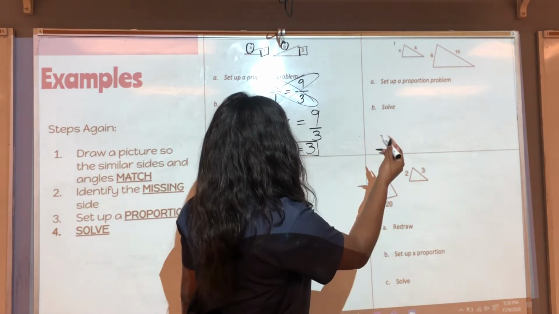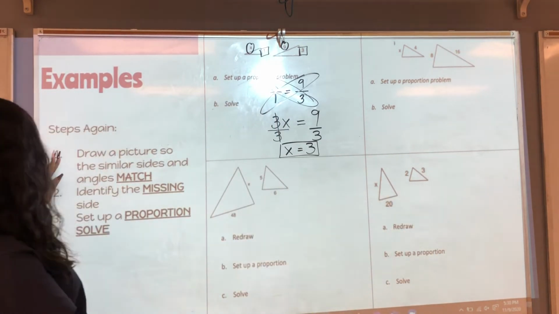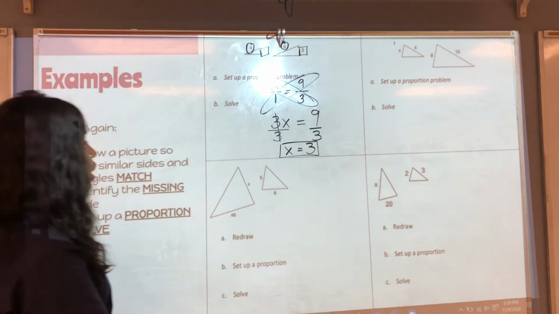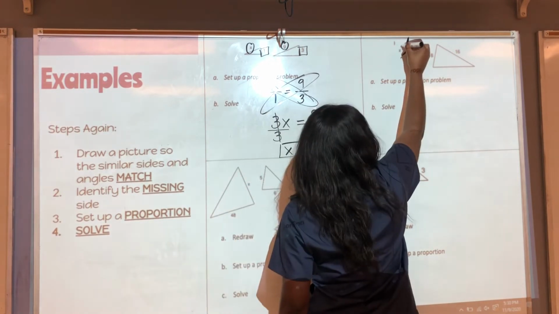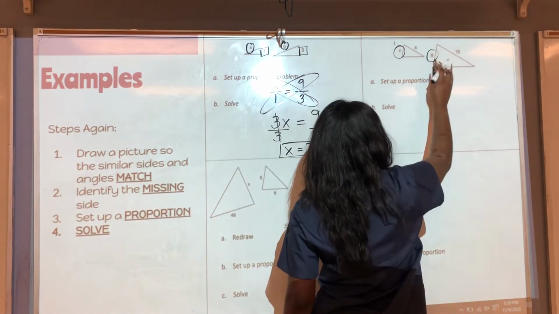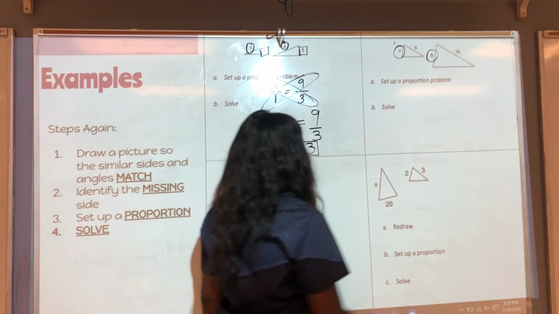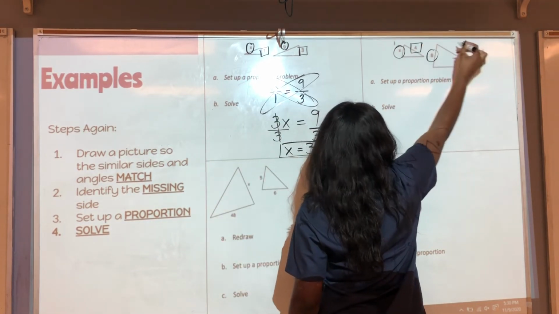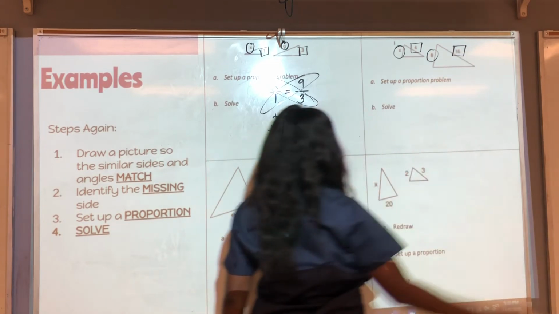So I do not have to redraw this problem, so I can go ahead and skip that step. I'm going to figure out where my missing side is. I can see an X on the back side of that triangle, so I'm also going to circle 8 because I can see those go together. And then that means my 4 and my 16 go together.